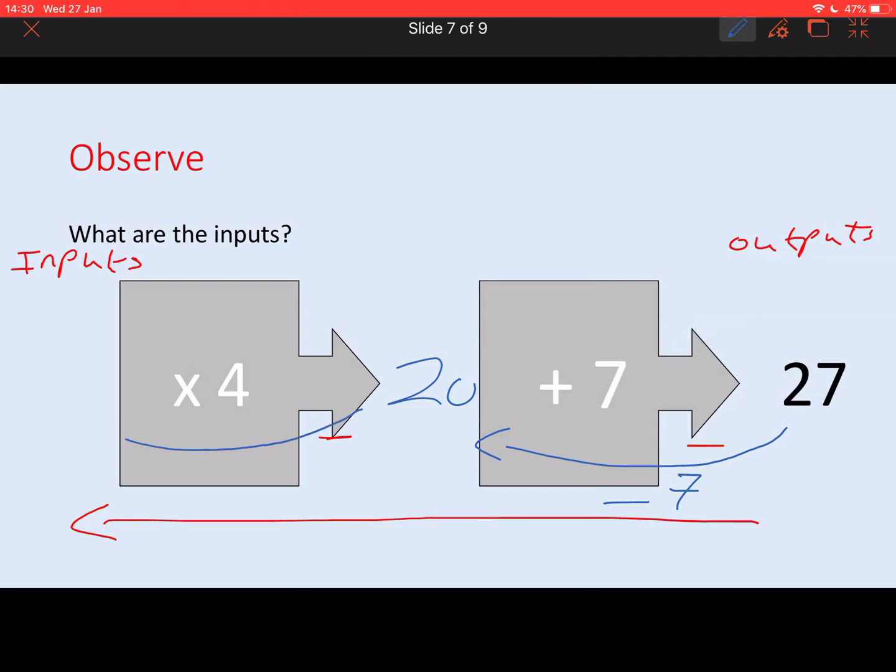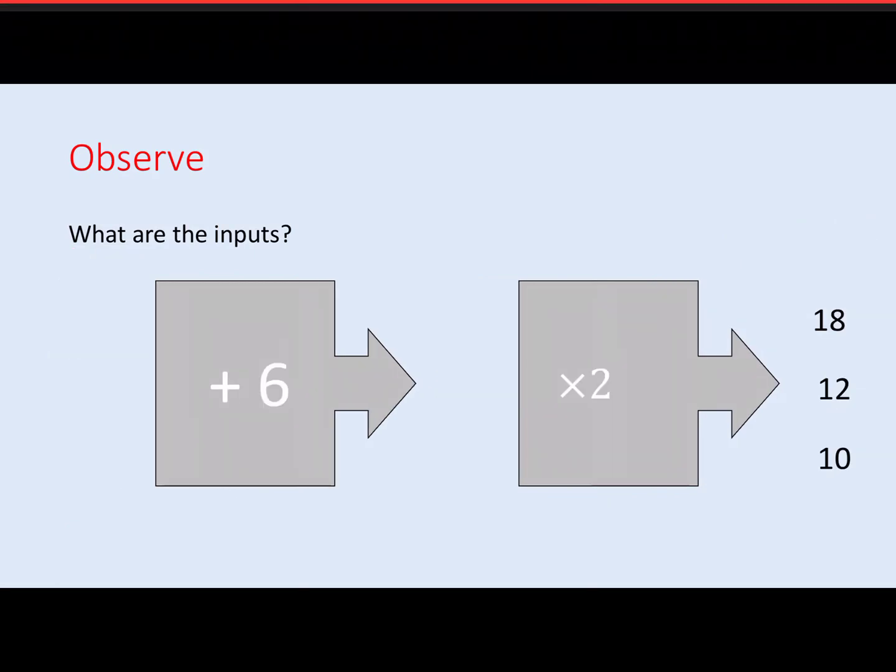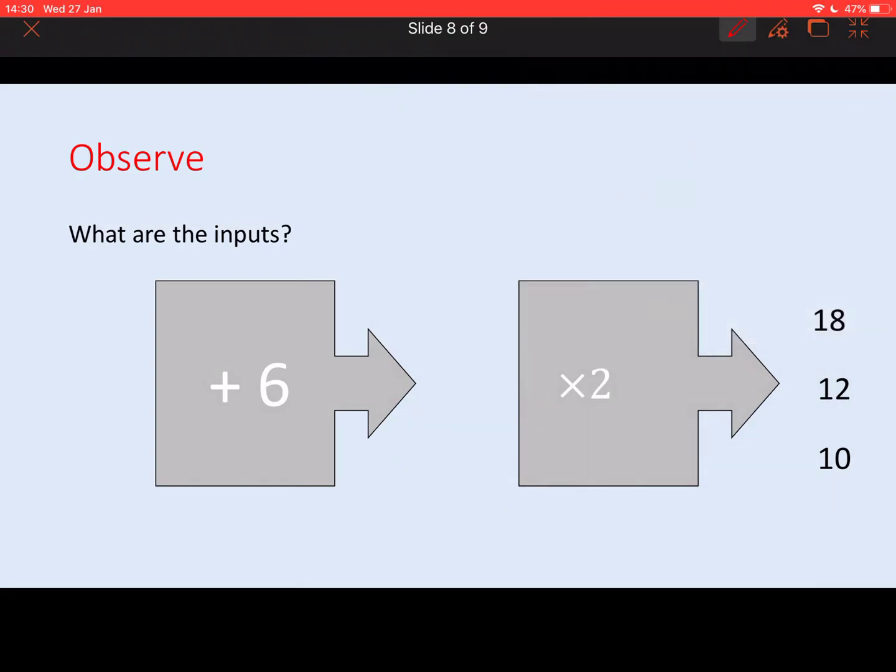So I need to divide here by 4. So 20 divided by 4 is going to get me 5. And so 5 is my input. Now, for this question, I need to work out what the inputs are for each of my outputs here.